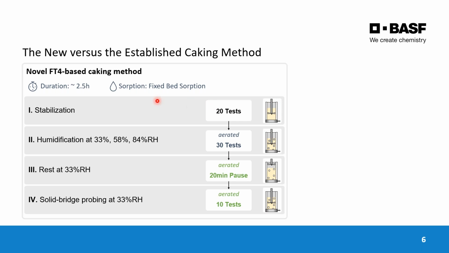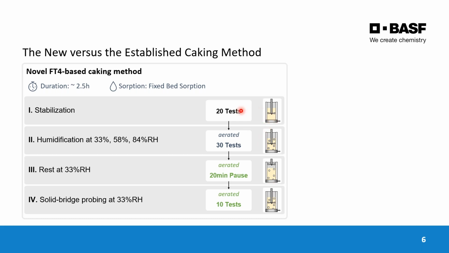Then, once you've done this preparation, which we call stabilization, we introduce humidity into the powder bed. Now, we've chosen 3 different humidities, but you can choose any humidities you like. We use 33, 58, and 84, but it doesn't matter which humidities; those are the ones we chose for our test. So once we've aerated the sample for this test phase, we then rest the sample at 33%. We aerate the sample, but we do not put the mechanical blade through the sample. What we're looking to see is, have solid bridges formed, have cakes formed? Then after we've rested for 20 minutes, we do the test again at 33% to probe whether or not solid bridges, agglomerate caking has occurred.